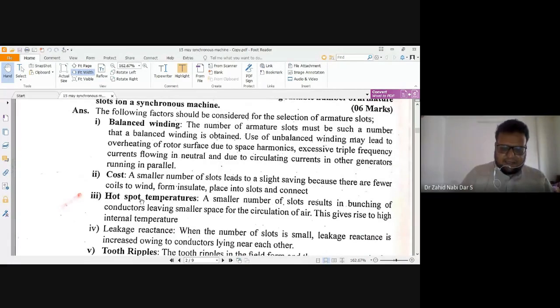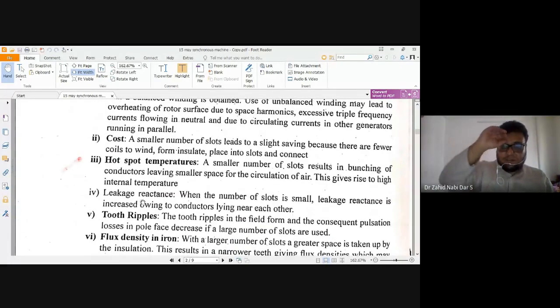Now leakage reactance: when the number of slots is small, leakage reactance is increased owing to the conductor.